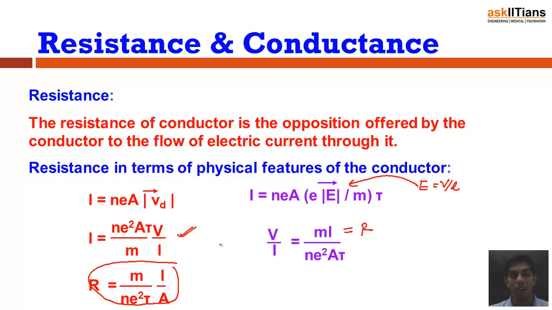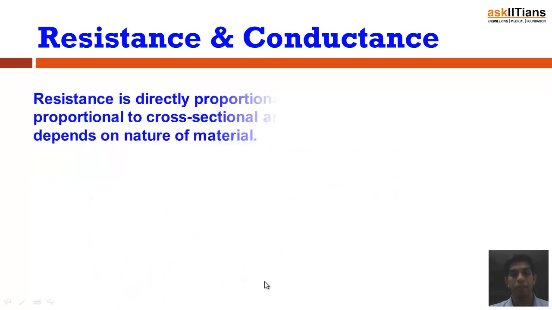So we can definitely make out that resistance is proportional to the length of the conductor. Resistance is inversely proportional to the area of cross section. How do these proportionalities, or these mathematical expressions relating resistance to length and resistance to area, make sense? We will study that in the next slide.